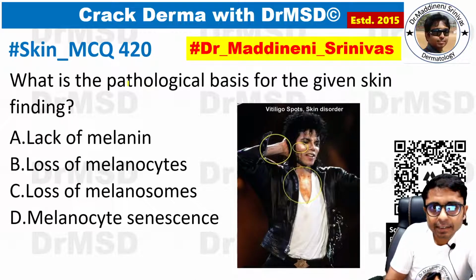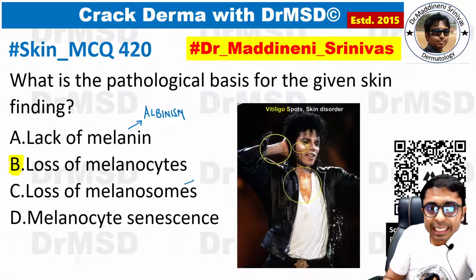Pathological basis for the given condition, and the given condition is vitiligo. So among the given options, if you have chosen option B, loss of melanocytes, your answer is absolutely right. So just remember option A, lack of melanin. This is observed in a condition which is called as albinism.